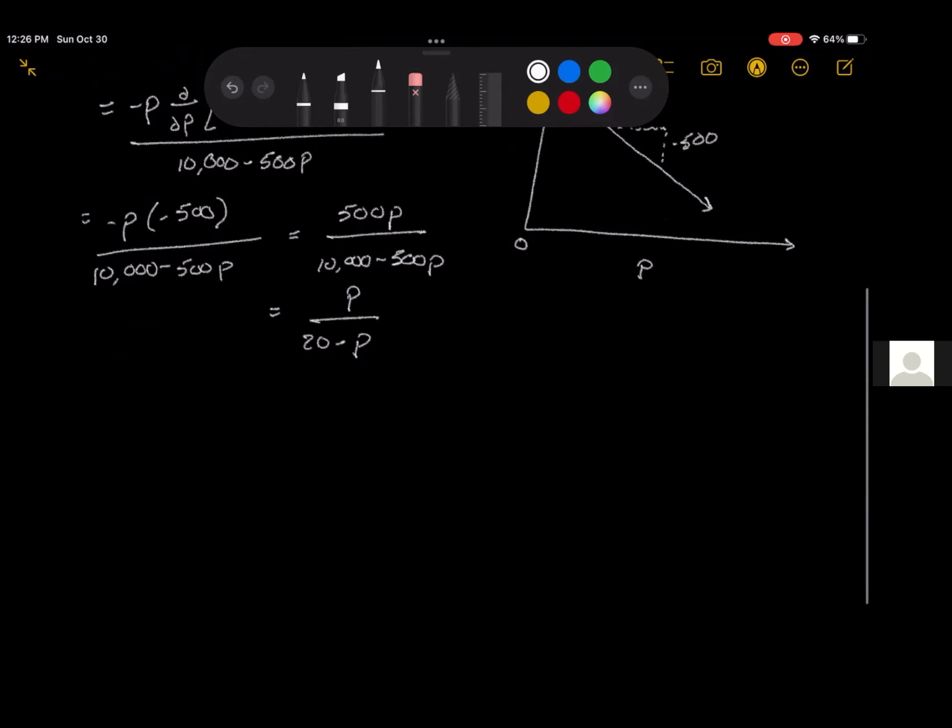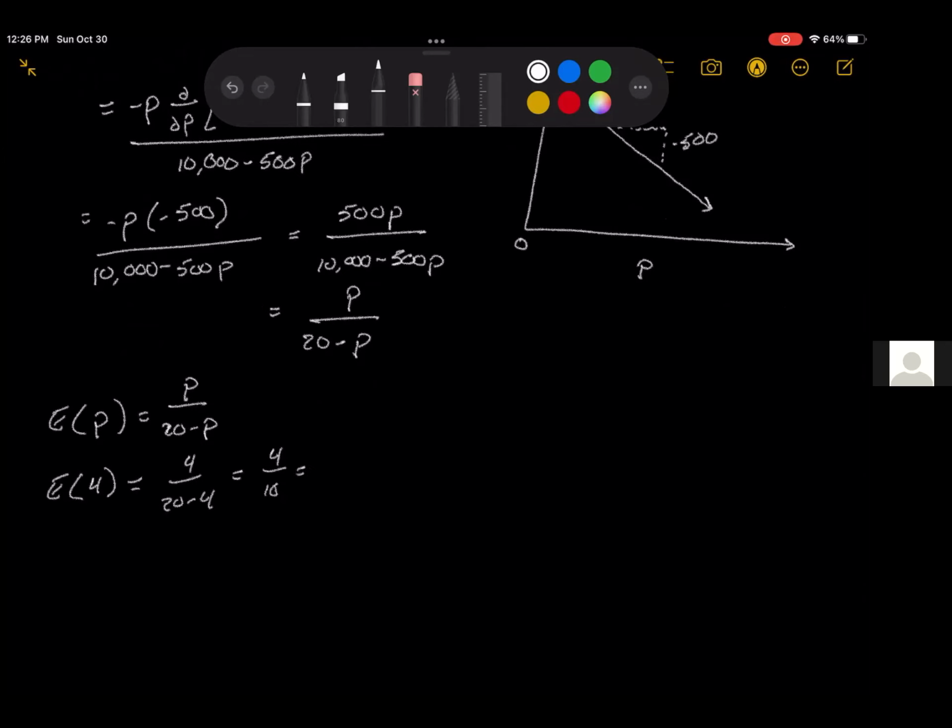So now I can evaluate this elasticity equation at certain values. So let's look at the elasticity when the price is equal to 4. So that will be 4 over 20 minus 4, or 4/16, or 1/4. Meaning that as your price changes, your demand changes 1/4 as much.